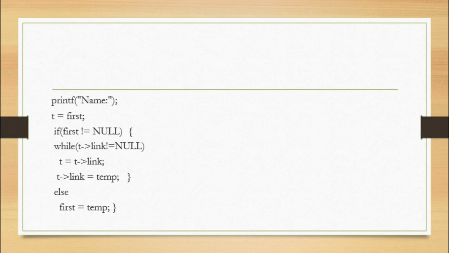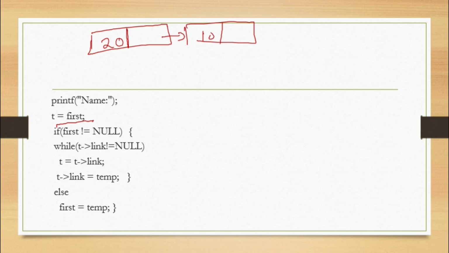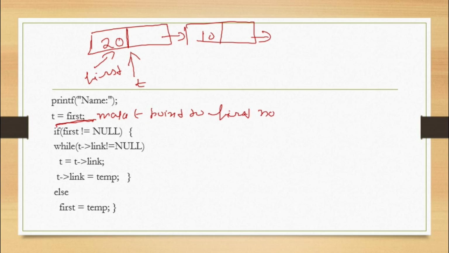So first, what we are doing is making t point to first. So students, say you have a list this way. It already has some values, say 20, 10, and now I need to insert here. So first is pointing here, and now t is also pointing here. Both are pointing to the same node. When you do t is equal to first, you make t point to the first node.